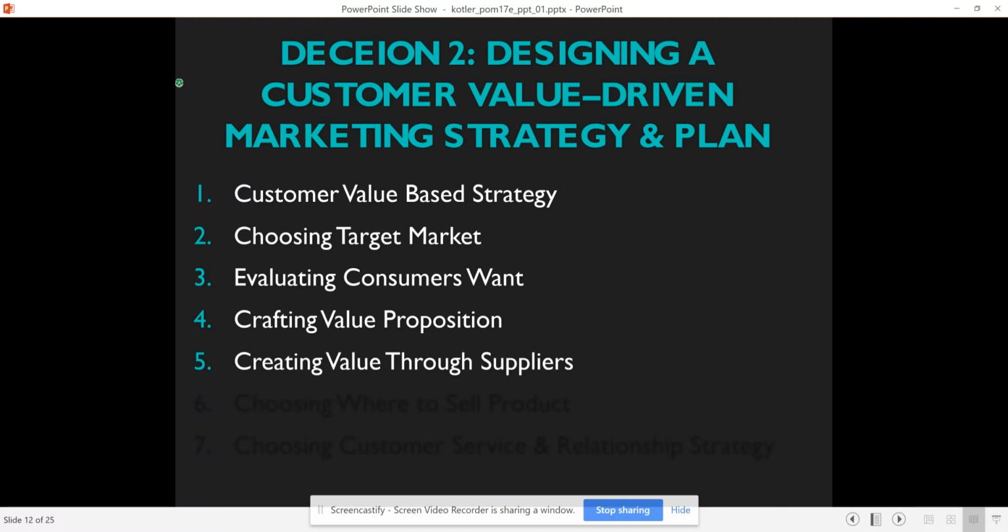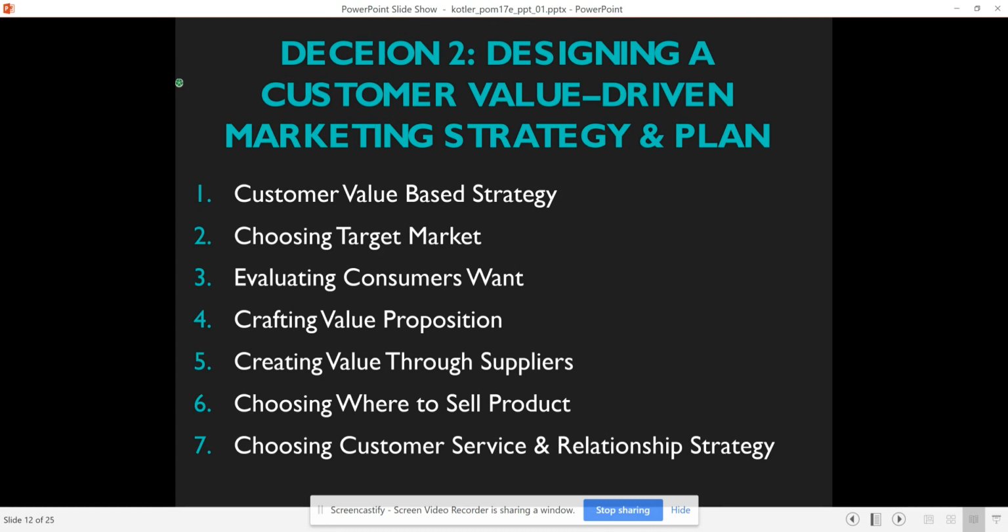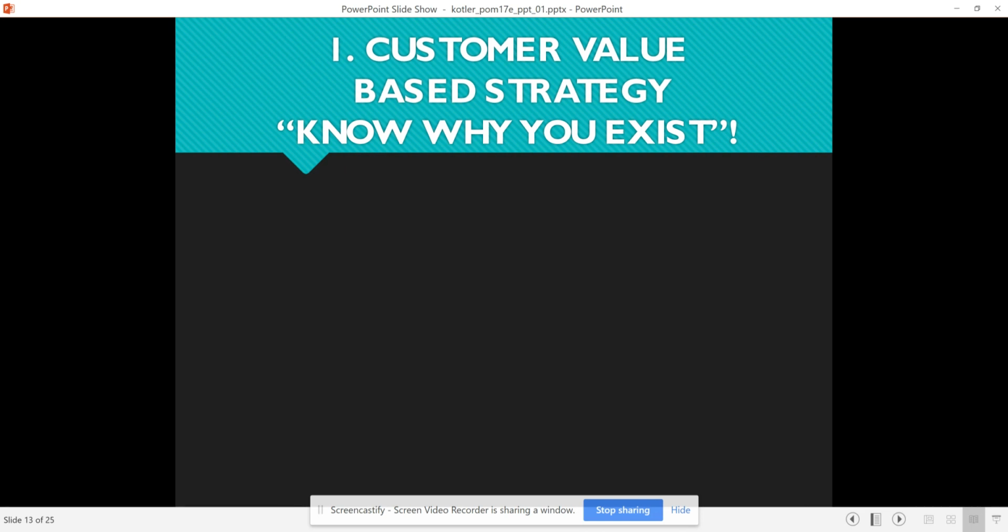And then I'm going to use suppliers to create value. And I'm going to choose where to sell that product and then also how I'm going to service them. So let's walk through that process.